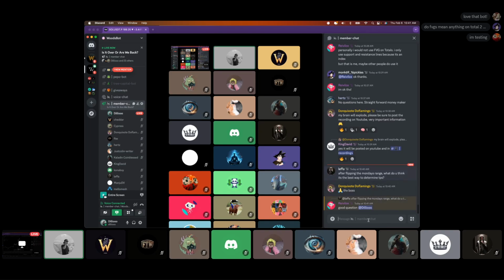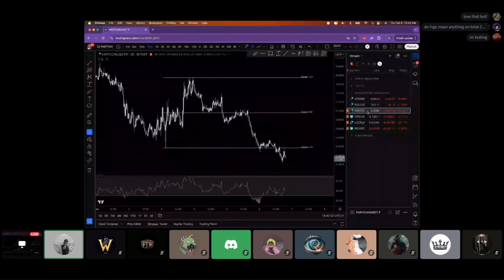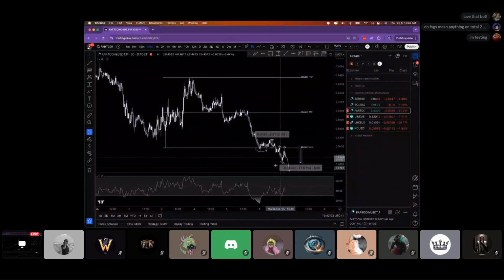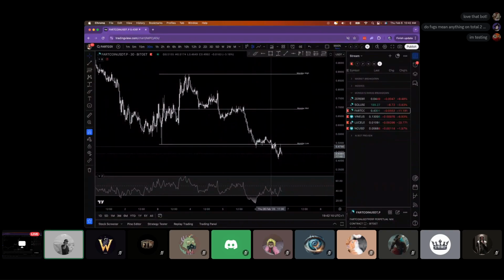After flipping Monday's range, what do you think is the best way to determine TPs? Again, it's just going to come down to basic TA, right? So for instance, Fartcoin, there's nothing down here. This is at all-time low, and this gave a 20% move. You've got to at least be 75% out of that. Take profits in this market because it's choppy. Even though there are these big moves I'm showing you guys, take profits.